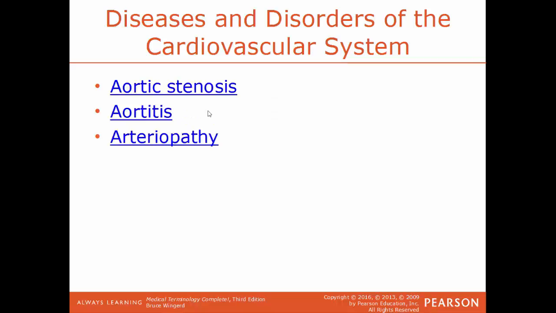Aortic stenosis. This is a constriction or a narrowing of the aortic valve. Aortitis. This is an inflammation of the aorta itself, the actual wall of the aorta. It's not very common at all, but it is a life-threatening situation. The last term here, arteriopathy. This is a general term that means a disease of the arteries.